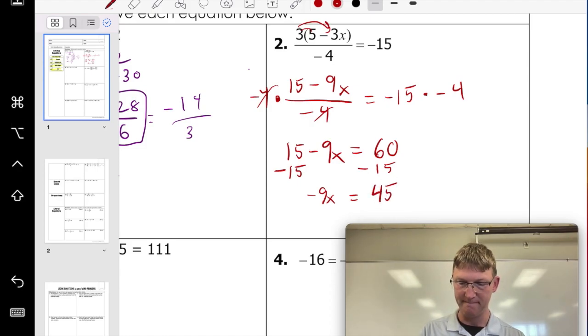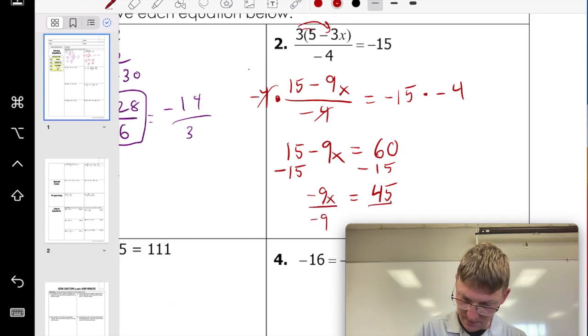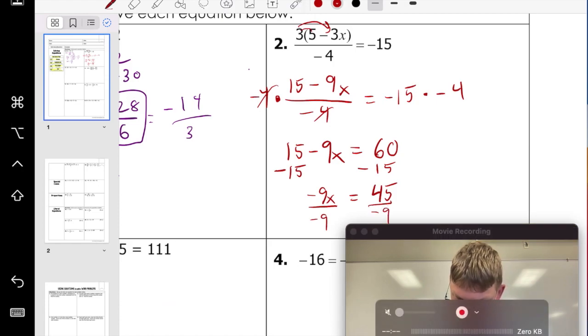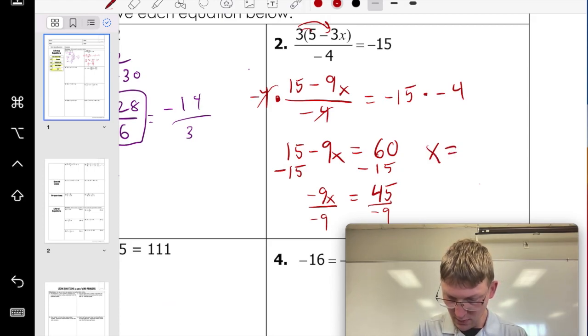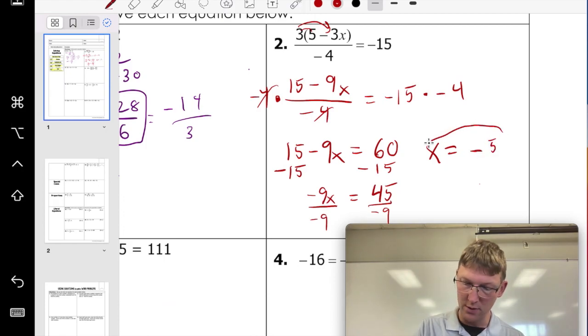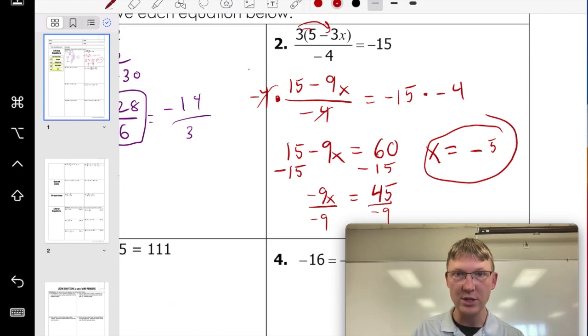So then we still need to get this x by itself. So we're going to divide both sides by negative 9 to get rid of that 9. So then we're going to have x equals 45 divided by negative 9, which is negative 5. Equation solved.